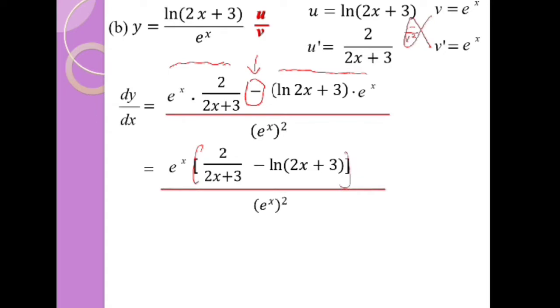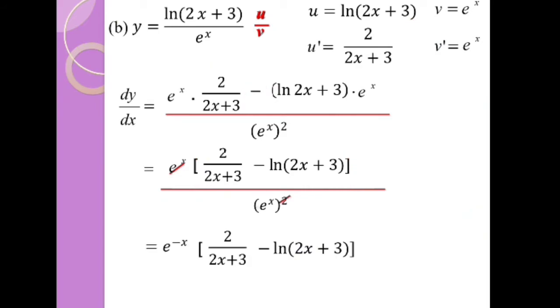Divide it with e power x, power 2. So you can simplify it with the denominator, because e power x, power 2 simply means e power x times e power x. So when we want to eliminate one e power of x, what's left is just e power x. And e power x at the denominator, when you bring it up, what you get is e power negative x. So just multiply it with the other terms behind it. And that's your simplified answer.